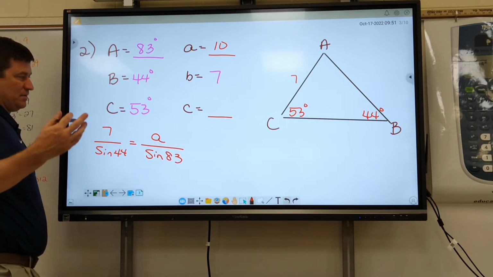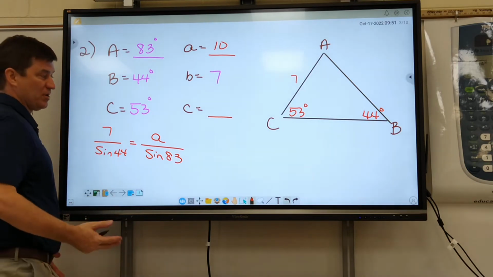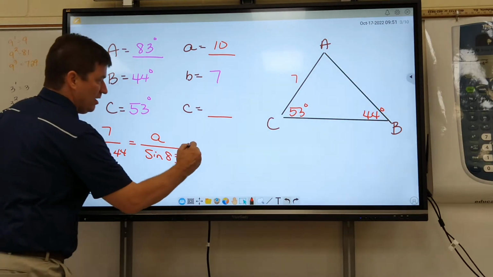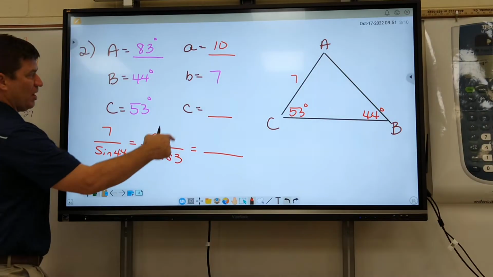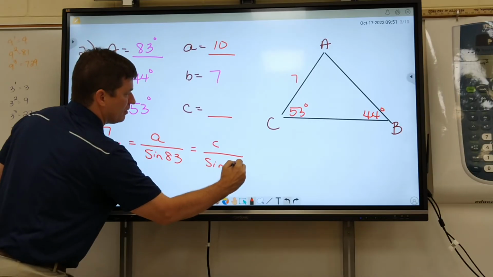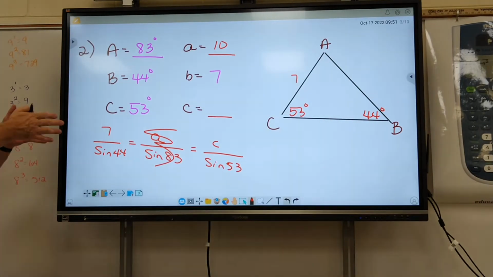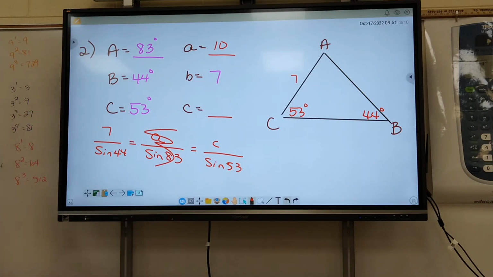So look, if you guys even want to make it a little shorter, y'all can do this. If y'all just want to draw one more, y'all put little c on top over sine of 53. Just cross that out. I'm fine with that, as long as I can see you showed that.